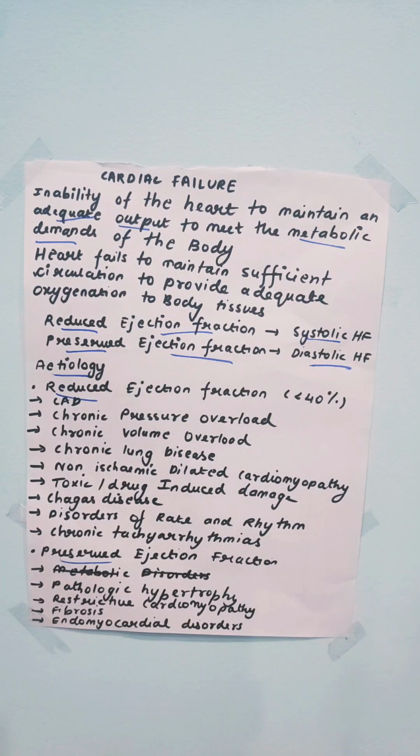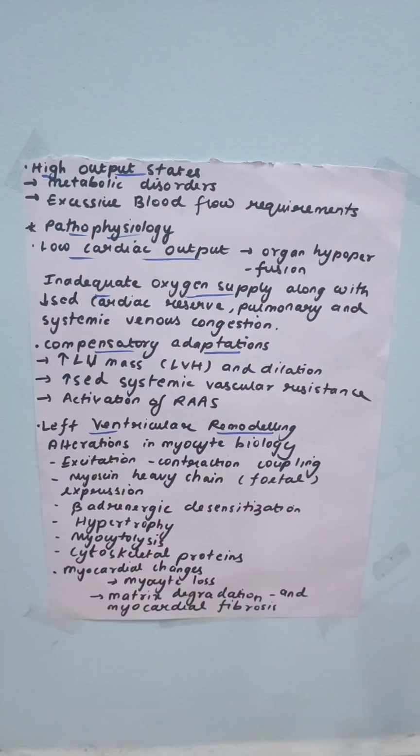When the ejection fraction is preserved and it leads to heart failure, basically that is diastolic heart failure. So you should know these conditions. High output states like metabolic disorders like thyrotoxicosis and excessive blood flow requirements as in anemia. So basically these disorders also can precipitate heart failure.